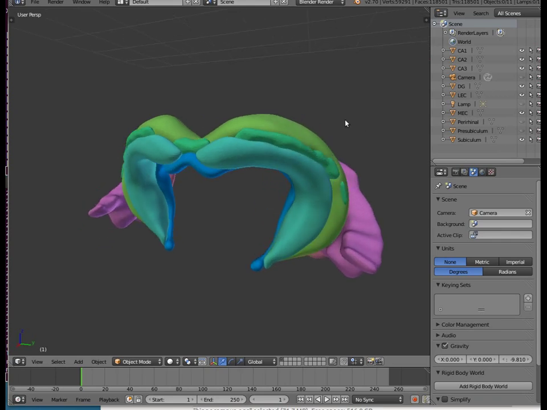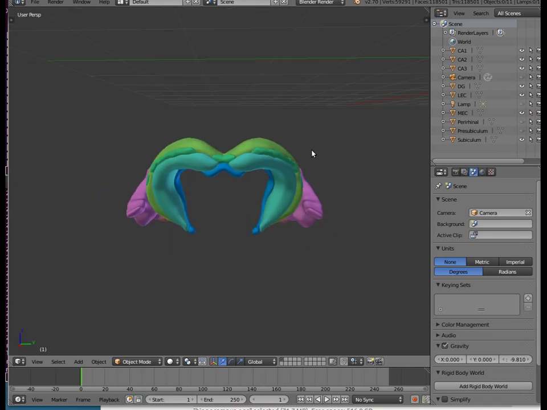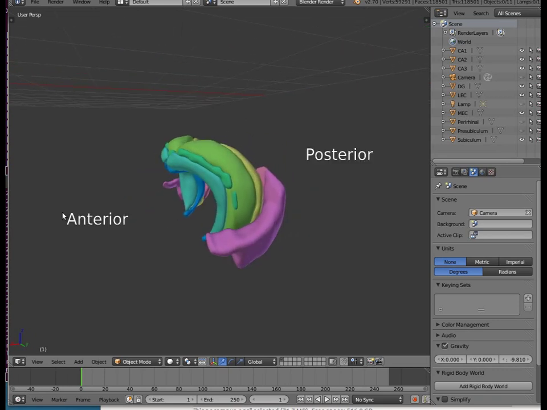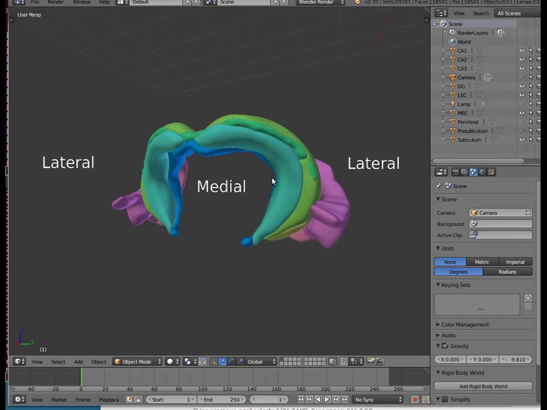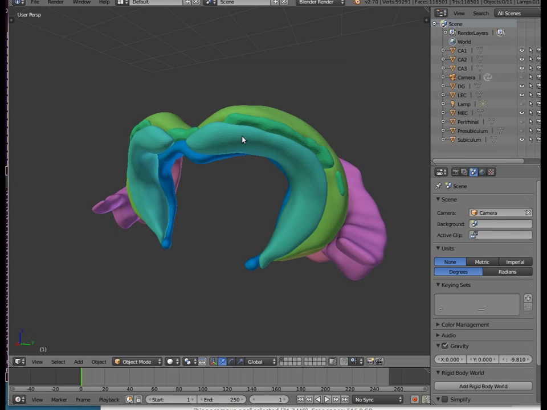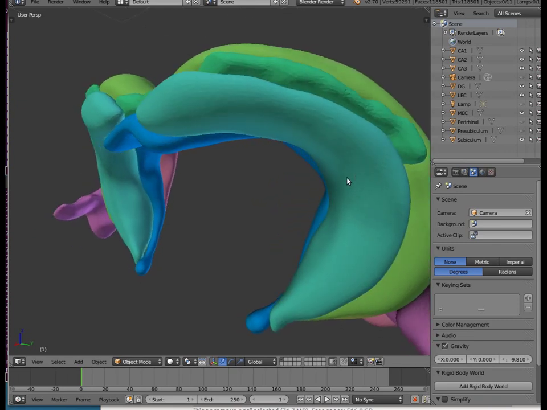So here we have the mouse hippocampus, this volumetric data I obtained from the Allen Brain Atlas. Just for your orientation, in the whole brain we would speak about the dorsal and ventral part, anterior, posterior, and lateral, medial. Here we see one side of the hippocampus, one hippocampus in one hemisphere basically. There we have those local axes, which are called the septal part and the temporal part. And each of these layers can be divided into the proximal part and the distal part.